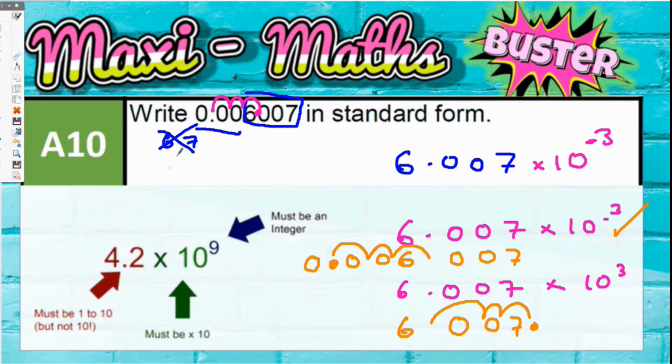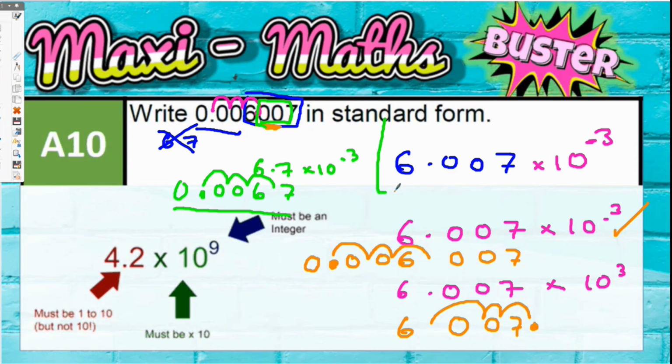The reason why we can't ignore these zeros between the 6 and the 7 is because if you did this and made it 6.7 times 10 to the power of negative 3, you would take the decimal point out and you would move the point 3 places, 1, 2, 3 to go there, and you would fill in with zeros and you would have 0.0067. But that's not what the original question is. We've actually missed out these zeros, and because they're between the 6 and the 7, we have to keep those zeros. So the correct answer to our question is this.